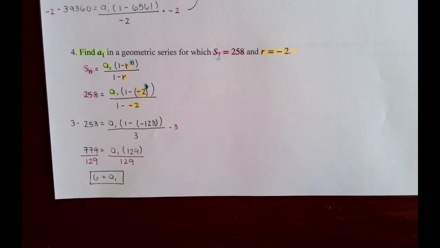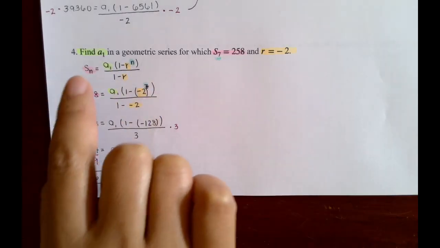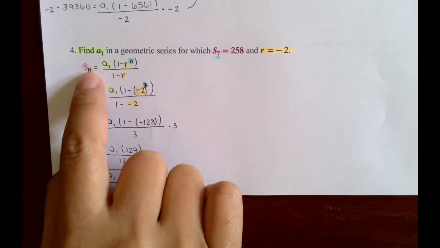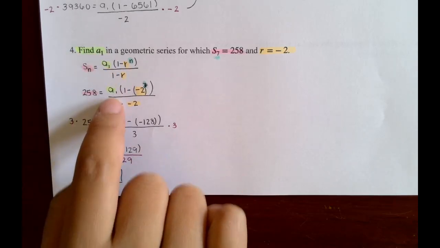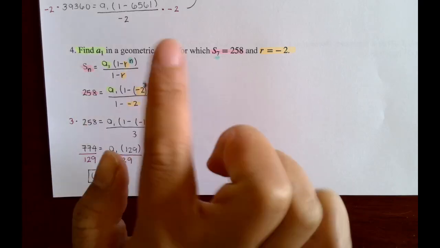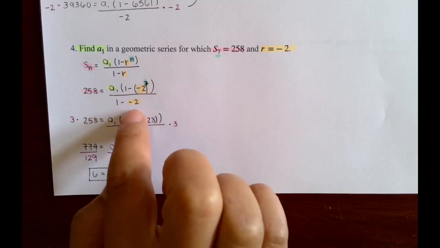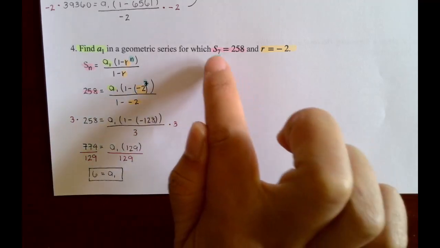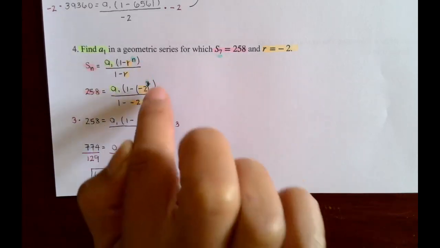We're given the sum of the 7 terms, so that's why I plug in that sum, 258, for s sub n. I'm finding a sub 1, so that's just going to stay as a sub 1 until I find it. R, the common ratio, is negative 2, so negative 2 and negative 2. And since this is the sum of the first 7 terms, n here is 7.